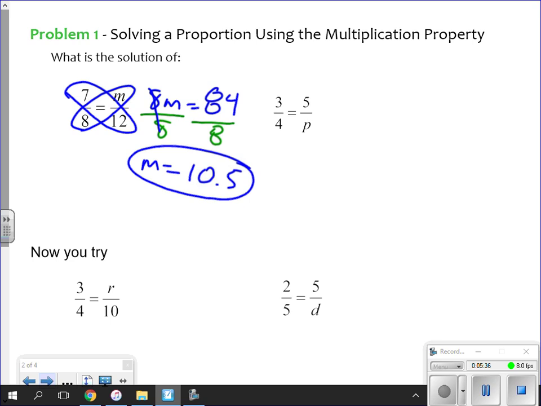So when you're doing this one, same idea, cross products. I want to do the one with the variable in it first. My variable is p, so I do this one first. So I get 3p equals, and then 4 times 5 gives me 20. It gets rid of my fractions and makes it easy to solve. What's my first step? I should say, what's my second step, because I just did my first one. Divide both sides by 3.